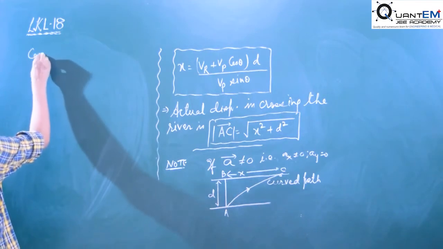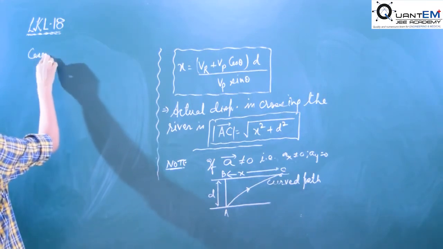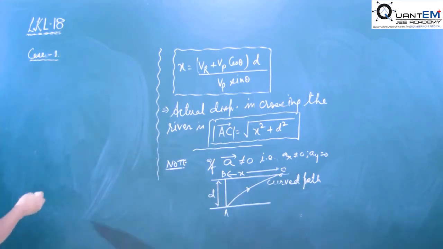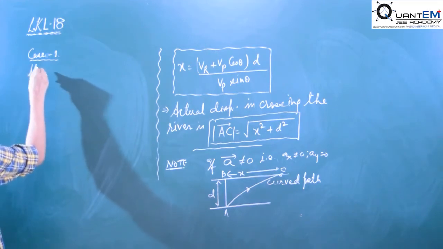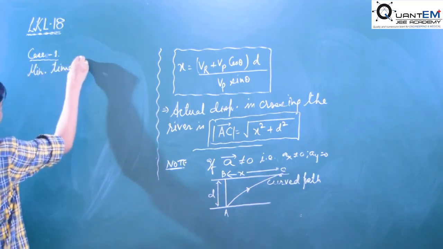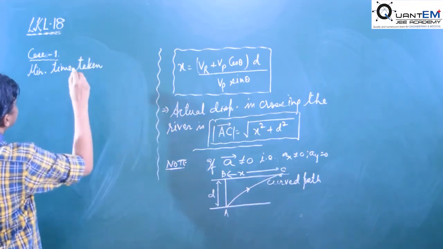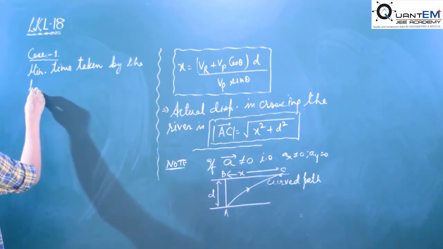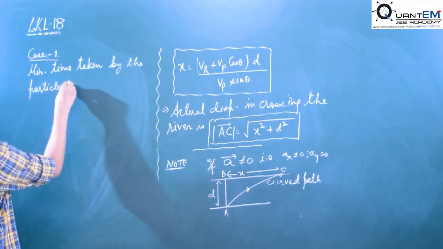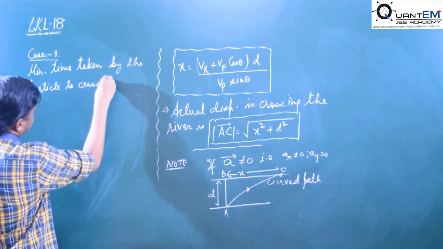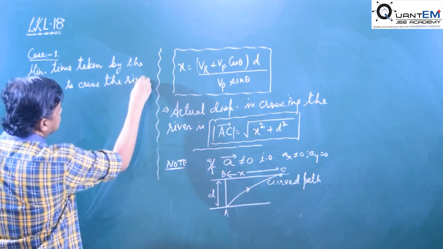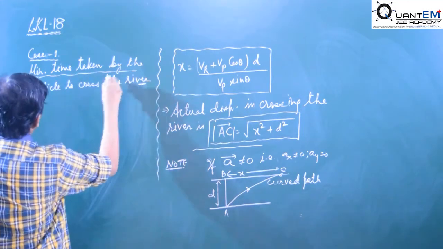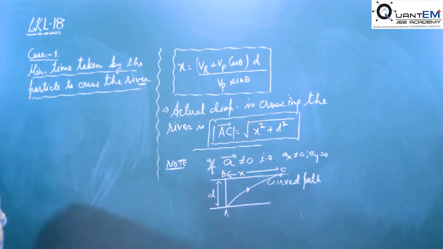Okay, now we come to the cases. So firstly we come to case 1. The first case is the minimum time taken by the particle to cross the river. Okay, so the minimum time taken by the particle to cross the river, that we have to get.